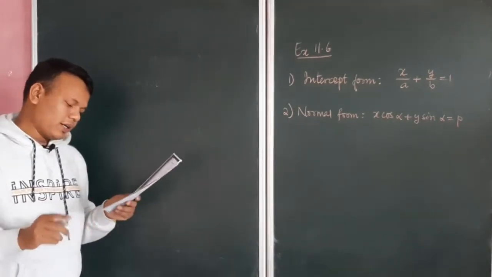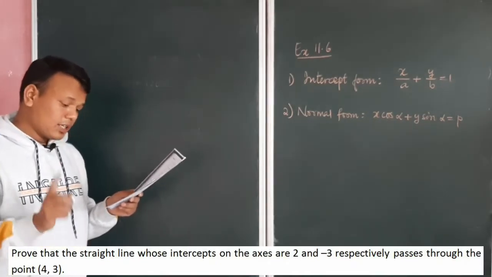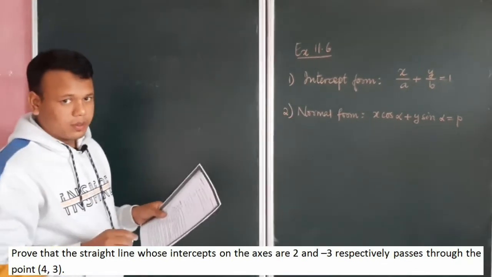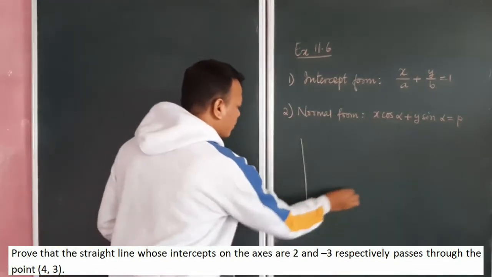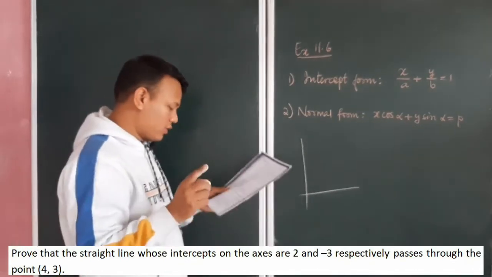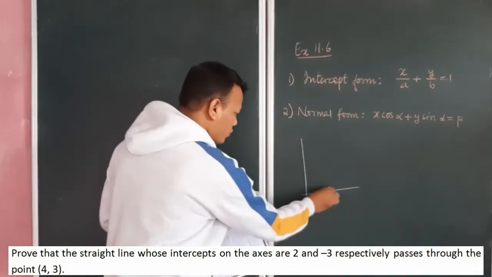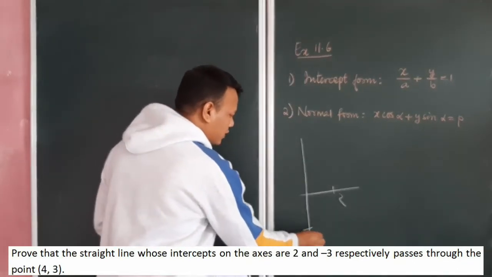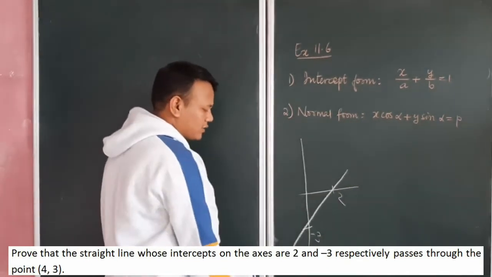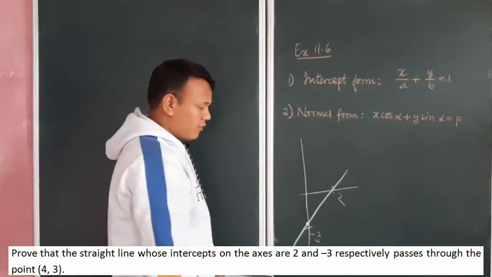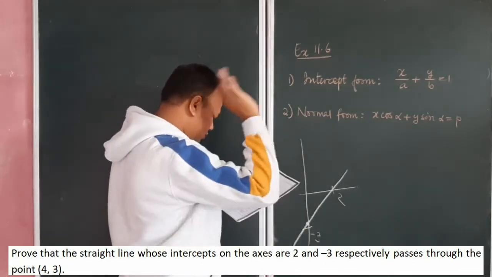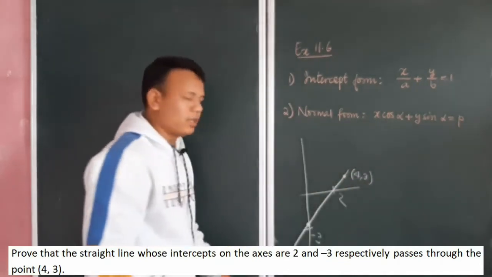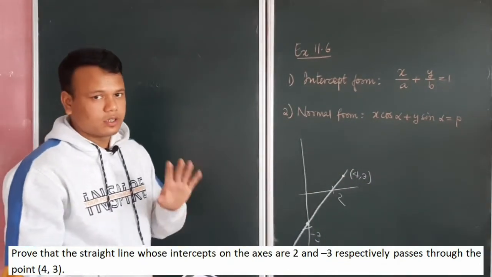Prove that a straight line whose intercepts on the x-axis are 2 and minus 3 respectively passes through the point 4, 3. So what is given? The x intercept is 2 and the y intercept is minus 3. Minus 3 goes down, so your line is somewhat like this. Now you need to show that this line passes through the point 4, 3, which is out here.